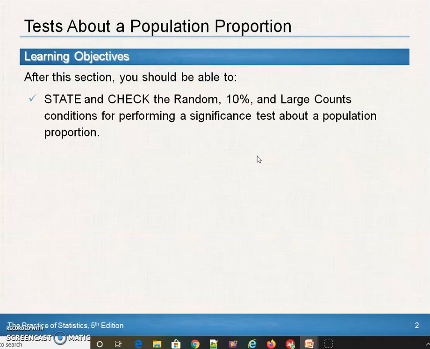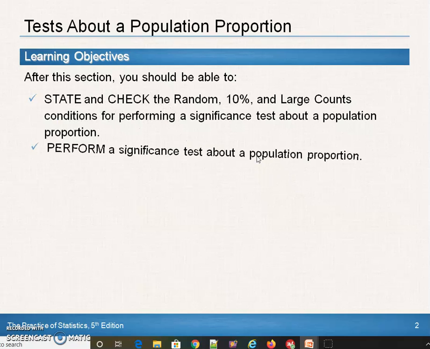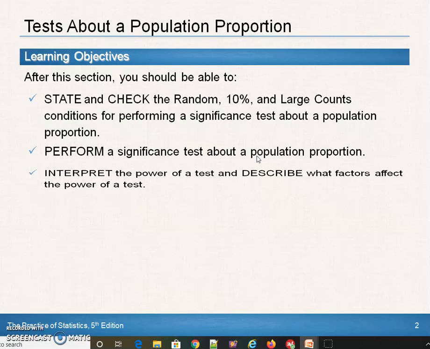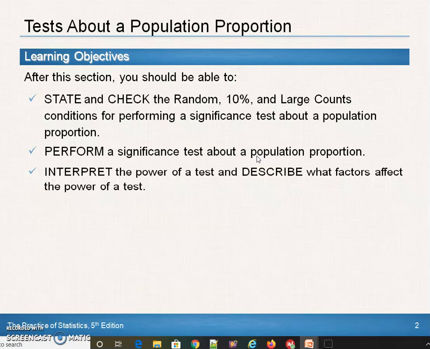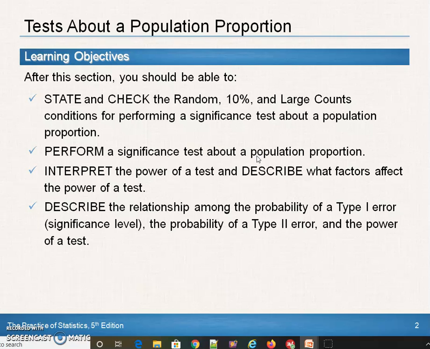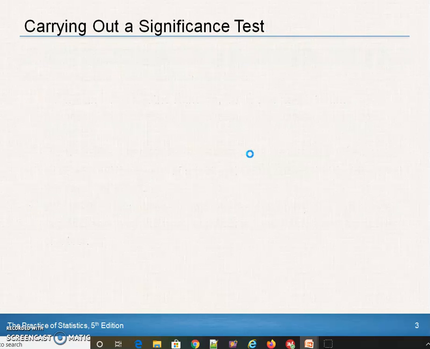State and check the random, 10%, and large counts conditions for performing a significance test about a population proportion. Perform a significance test about a population proportion. Interpret the power of a test. Describe what factors affect the power of a test. Describe the relationship between the probability of a type 1 error (significance level), the probability of a type 2 error, and the power of a test.